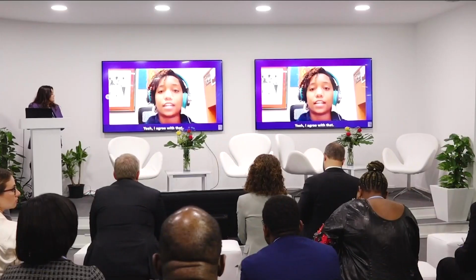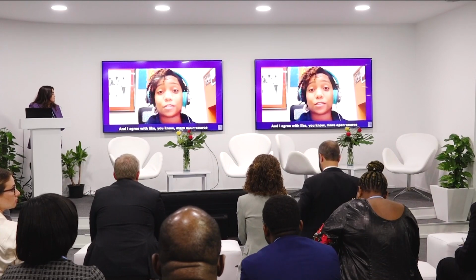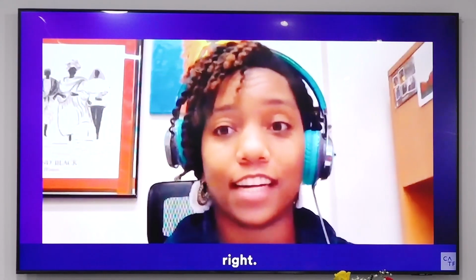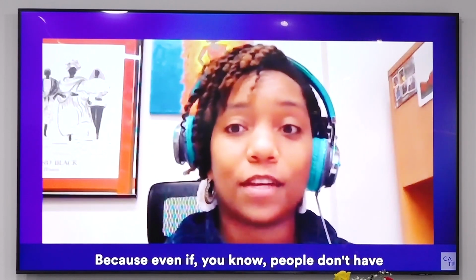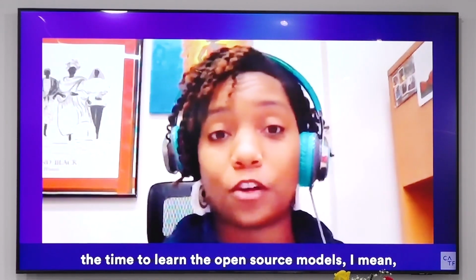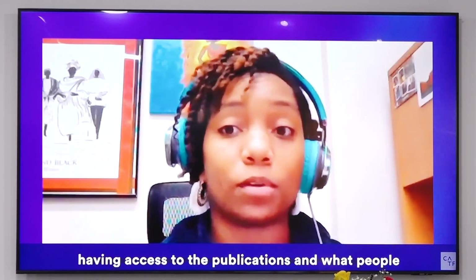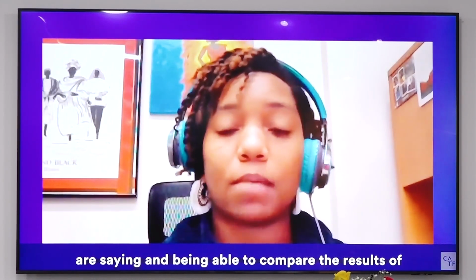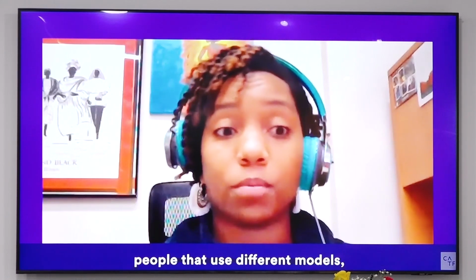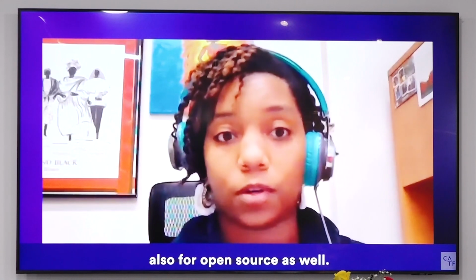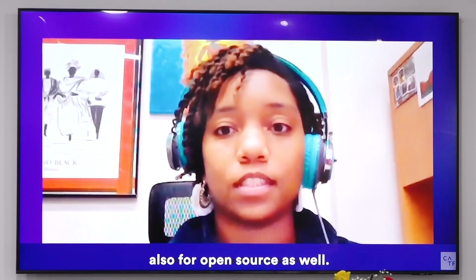I agree with that. And I agree with more open source data coming online and open source publications, right? Because even if people don't have the time to learn the open source models, having access to the publications and what people are saying, and being able to compare the results of people that use different models, I think is really nice. There's this big push for open source as well.